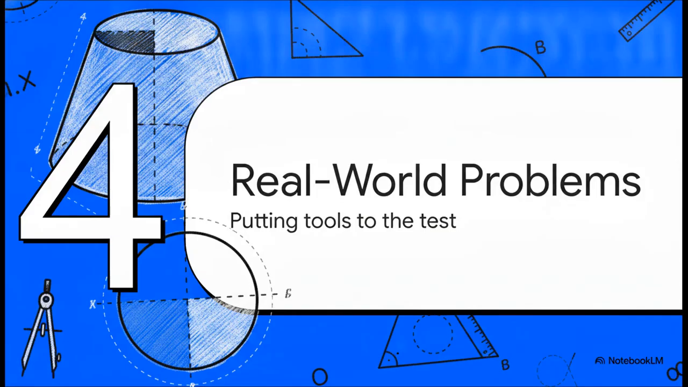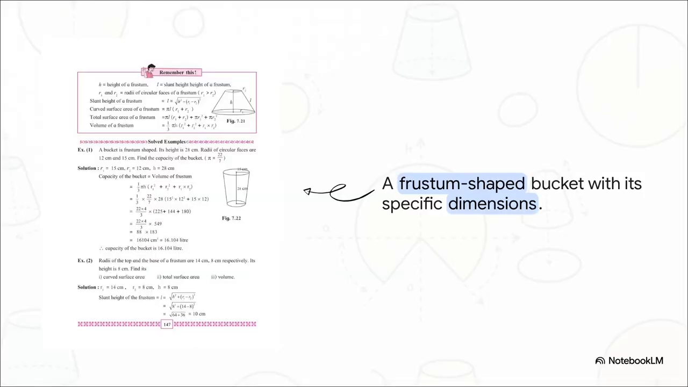Section 4. Solving real-world problems. Let's put our newly learned mathematical tools to the test by solving a practical, real-world example straight out of our textbook. Because really, mathematics is only truly useful when we apply it to the world around us, right? Consider this everyday frustum-shaped bucket. Imagine you need to know exactly how much water this bucket will hold so you can wash your clothes. Well, we're given a top radius of 15 centimeters, a bottom radius of 12 centimeters, and a total vertical height of 28 centimeters. So we've got all our variables ready to go.